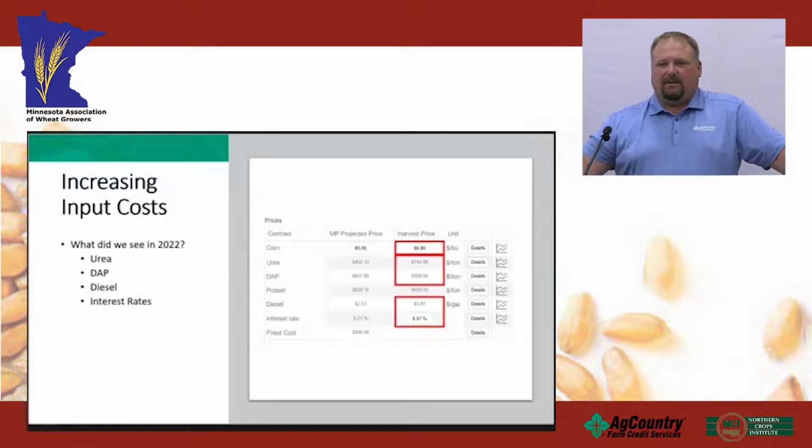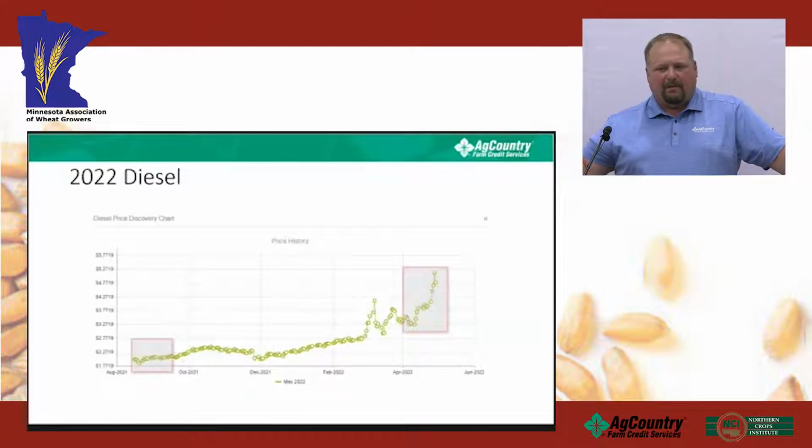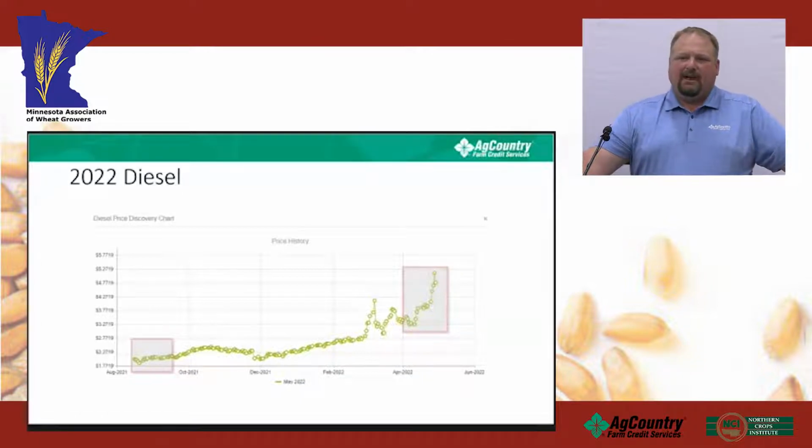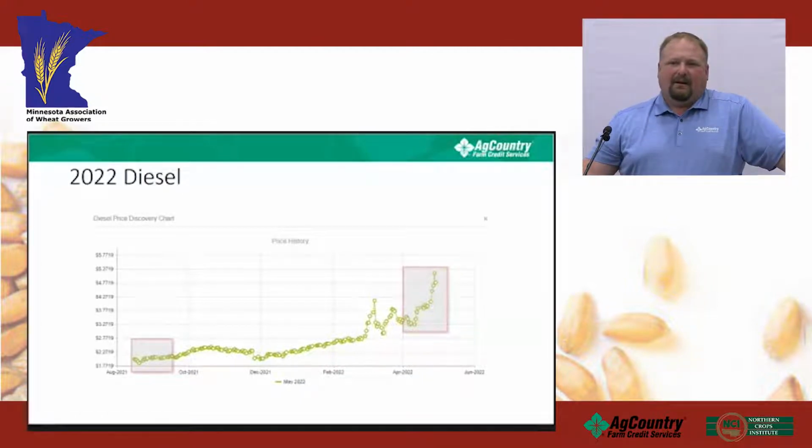So where do these come from? Again, this is that diesel. I kind of have the square box there that's shaded. That's that discovery period I just talked about. So again, last August into September, and then once we come into April, you can see what that market did on the diesel. We were fairly flat until we got into February. Then things got a little hectic.